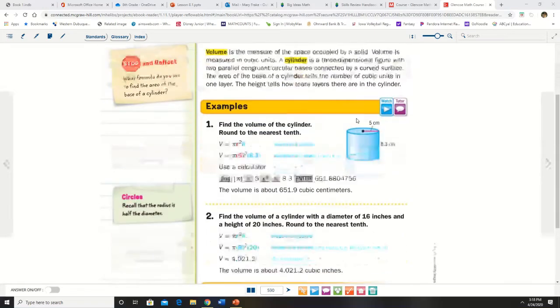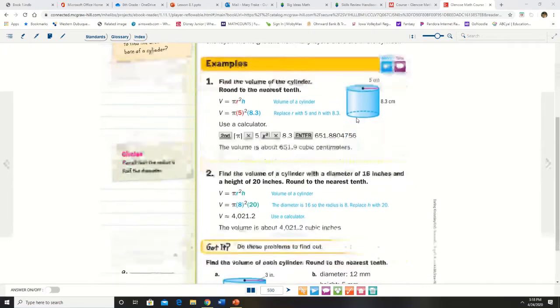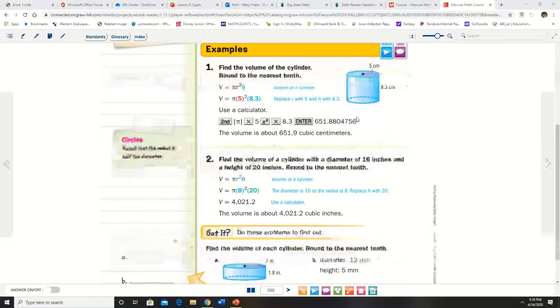So as we take a look here at two examples that your book has given you, number one says find the volume of the cylinder and round to the nearest tenth. You're going to notice they are not telling you specifically to use 3.14, so you can go ahead and use the pi key on your calculator. Again, we're going to start off with V equaling pi times radius squared times height. I would practice writing that formula out and getting used to that.